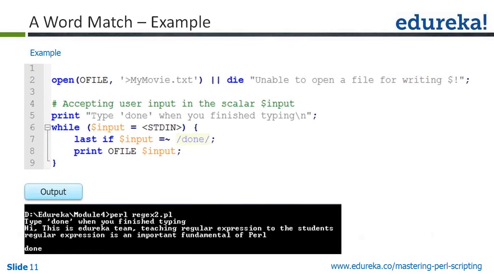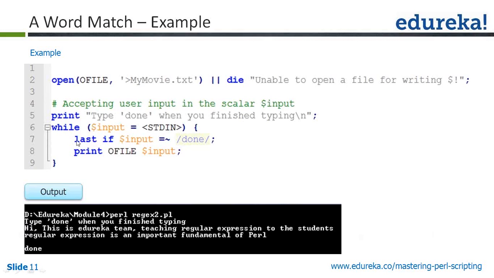Okay, the next example is, let's say I want to read something from a user and store it into a file. So first thing I have done is open a file, using a file handler here, and we open it in write mode. If we are unable to open the file, it just exits from the program with a die message. Now at line number 5, we are printing a statement to the user: type done when you are finished typing, and we are reading it line by line from the user.